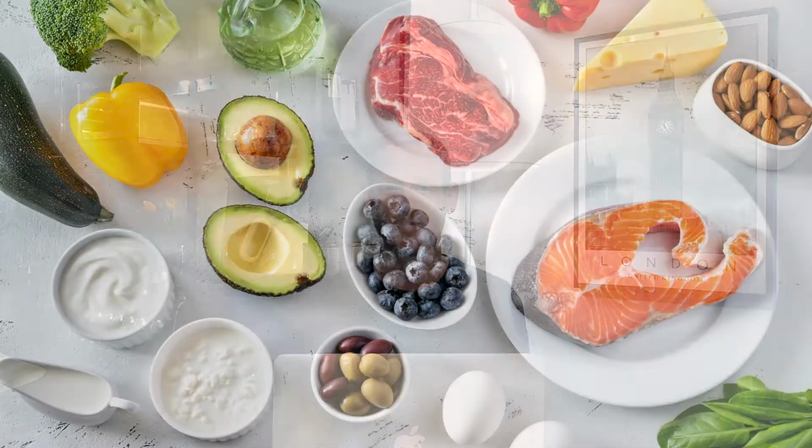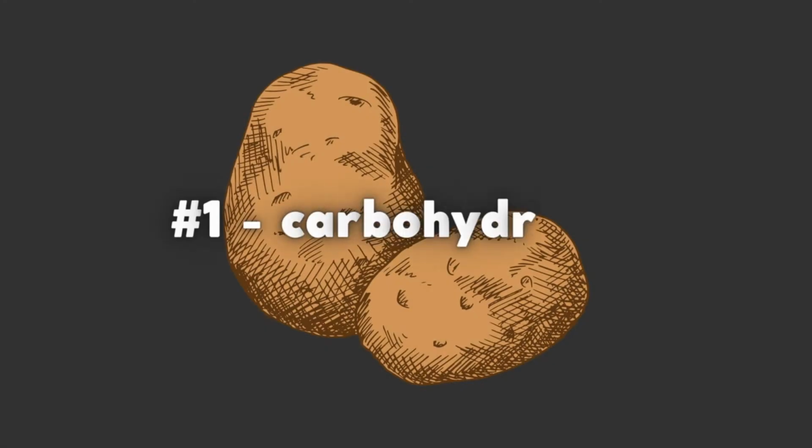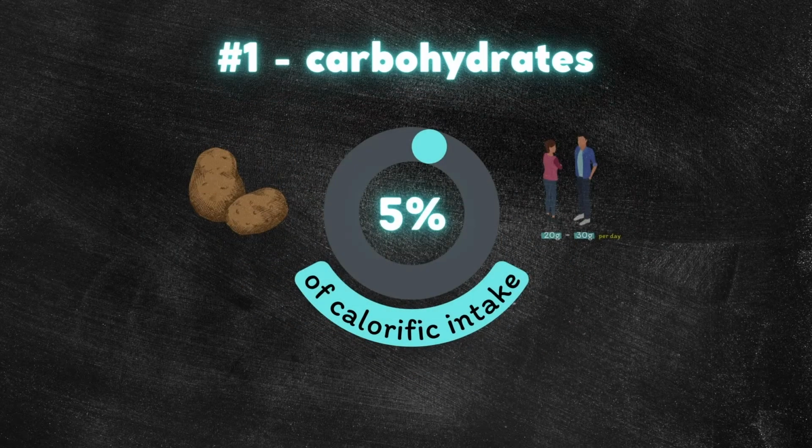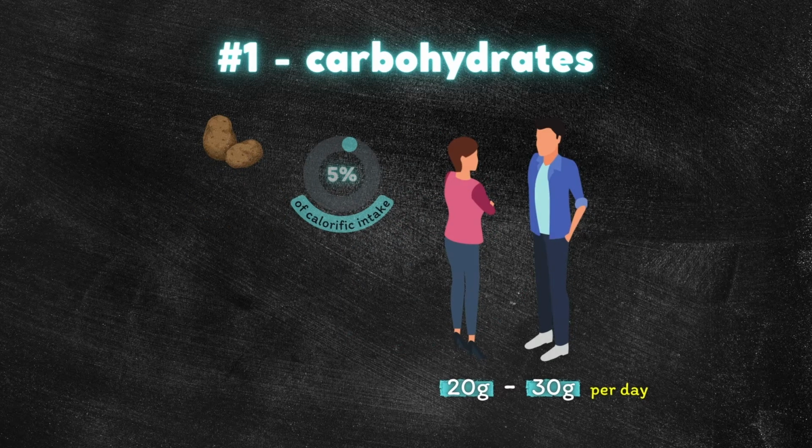Alright, now the part that's really relevant to you if you're thinking of starting keto: what should I actually eat? Okay, so on keto, carbohydrate makes up just 5% of your daily intake, which equates to somewhere between 20 and 30 grams, depending on the size and calorific needs of the person. So how are you going to achieve this?